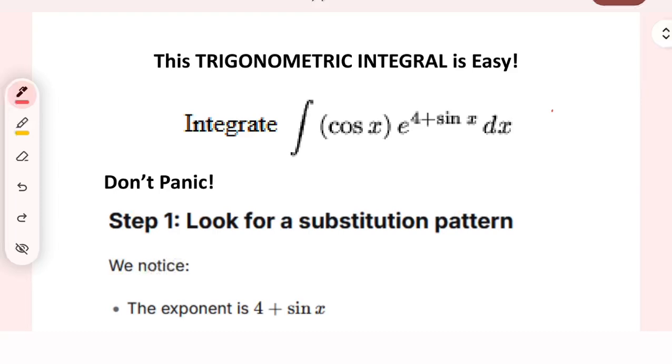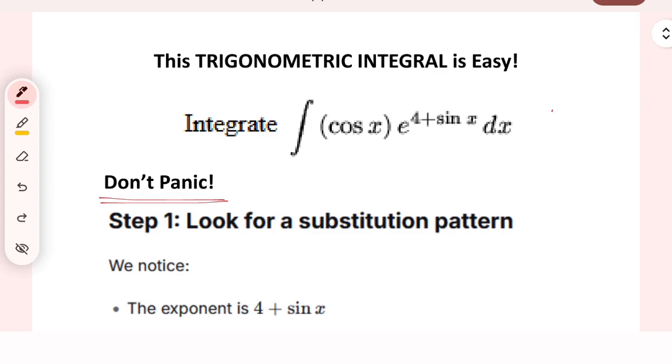Hello everyone, so here's the given integral. It is a trigonometric integral and it is actually easy. Integrate cosine x multiplied by e to the power of 4 plus sine x dx. When you look at the integral, it seems very overwhelming and complicated, but please do not panic. This integral is actually quite easy, so please don't panic.